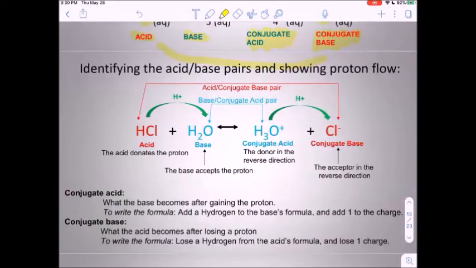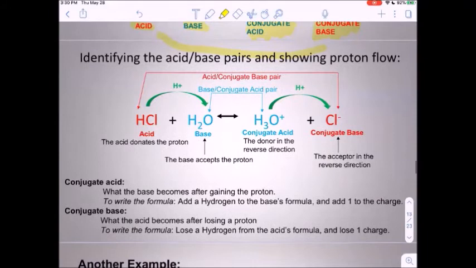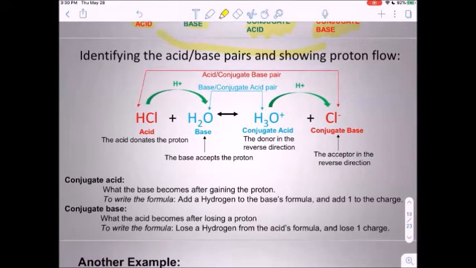If we're identifying our acid-base pairs and showing proton flow, which is something you will have to do in your homework, what you're going to do is identify what direction the proton is being transferred. And then following exactly the rules we just named above and that are written underneath here, you identify the acid and base, acid being the one that's giving away the proton. And if you look, the conjugate acid is still the one giving away the proton in this example. So you're always naming the one that's giving away the proton, whether the reaction is proceeding forward or in reverse, as the acid. Conjugate acid is what the base becomes after gaining a proton.